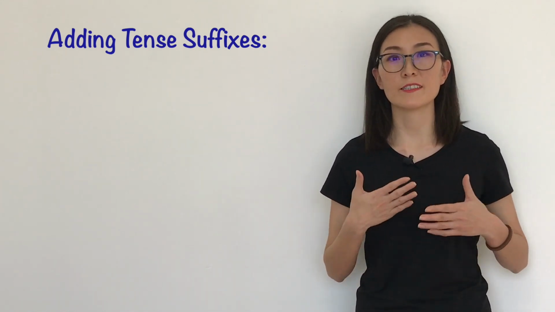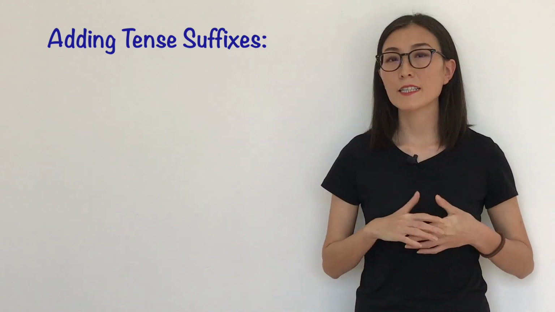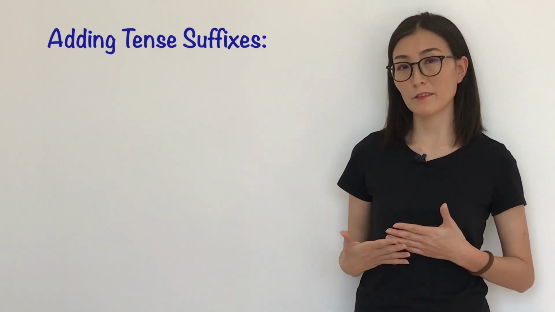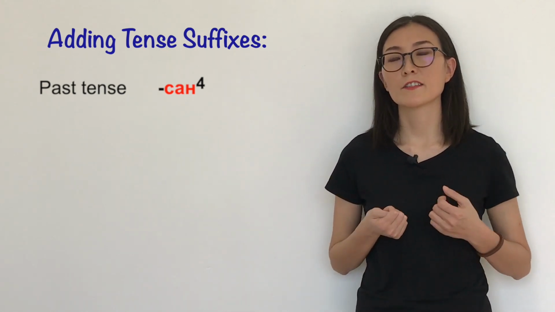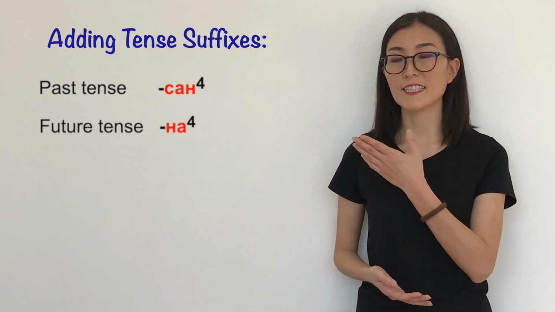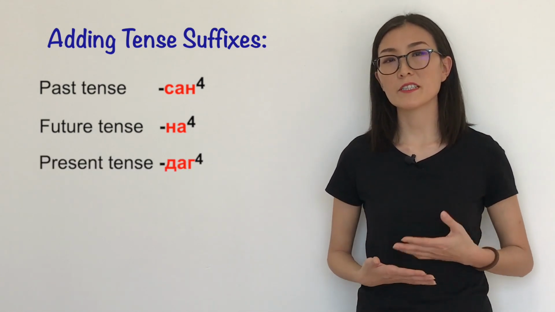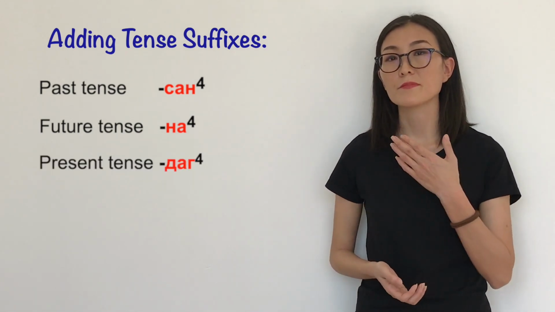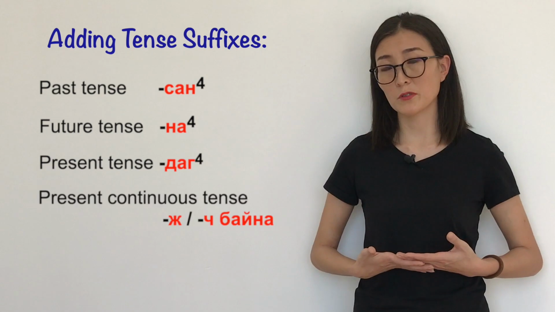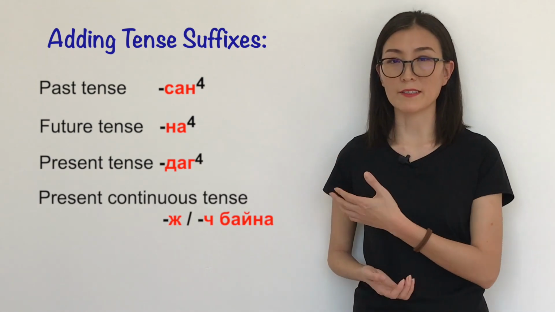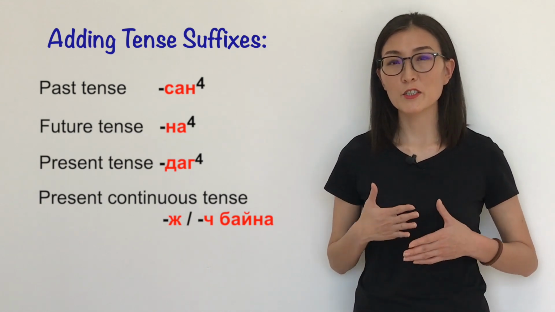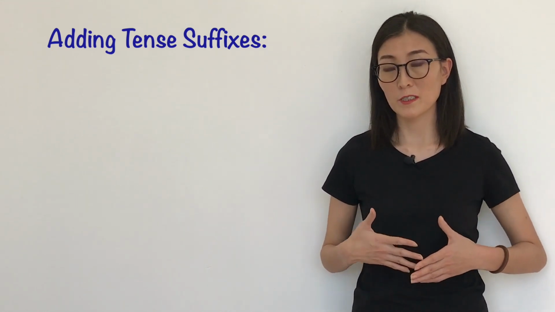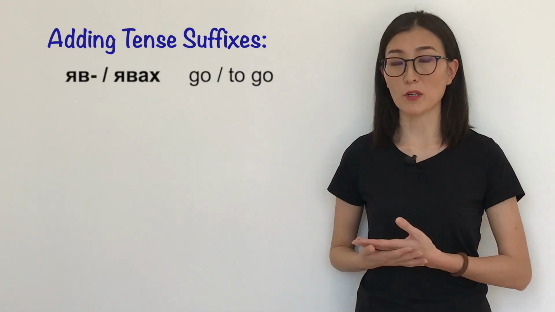As I mentioned in the beginning of the video, we will learn to conjugate verbs focusing on using the tense suffixes. Here are the suffixes for the different tenses. Past tense suffix san, the future tense suffix in, the present tense suffix dag, and present continuous is jiban or jin. Now let's make sentences using the same verb we used, which is yawach.